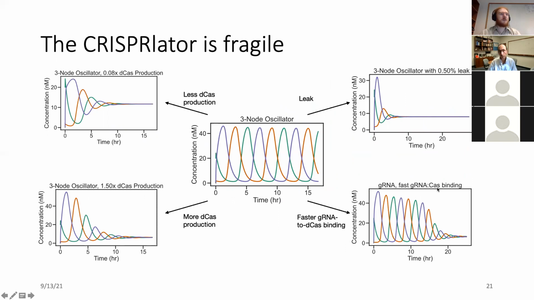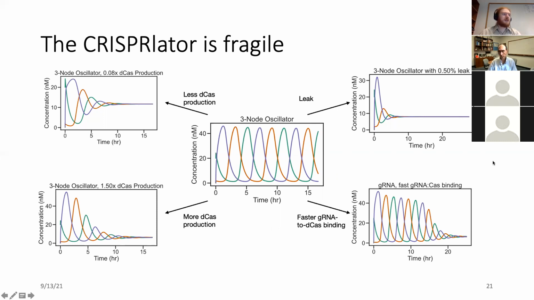And perhaps most worryingly, even a little bit of leak will destroy this. So again, this is the rate at which a bound promoter will still be able to transcribe even though it's repressed. And even a very, very small amount of that completely destroys oscillations. And I would argue that this is actually pretty well represented in experimental findings.